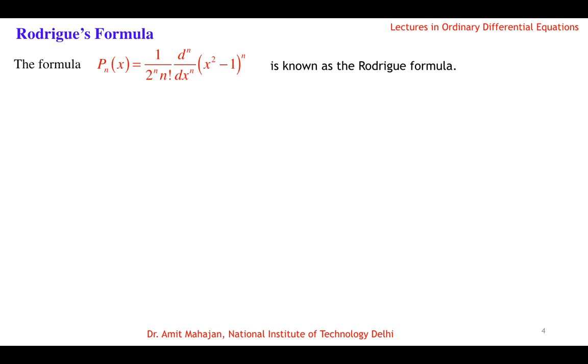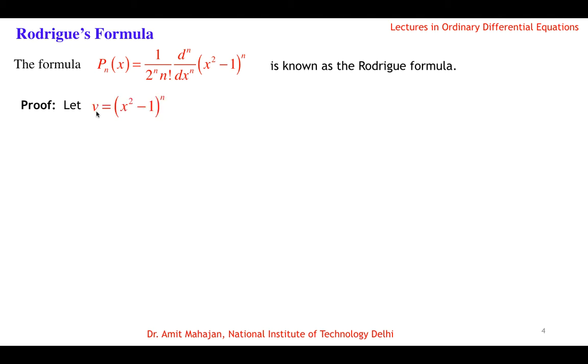So the second result that we are going to prove today is the Rodrigues' formula, and the formula says that the Legendre polynomial Pn(x) can be written as this: 1 by 2 power n n factorial into the nth derivative of (x square minus 1) power n. This is known as the Rodrigues' formula. So now we are going to prove this. To start with, let this (x square minus 1) power n be equal to some function v.